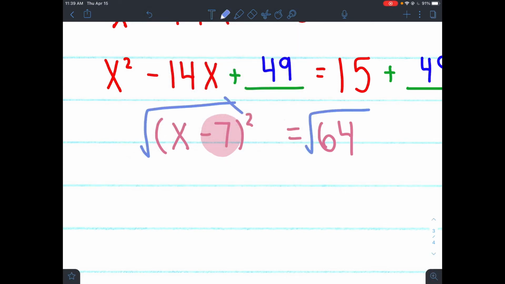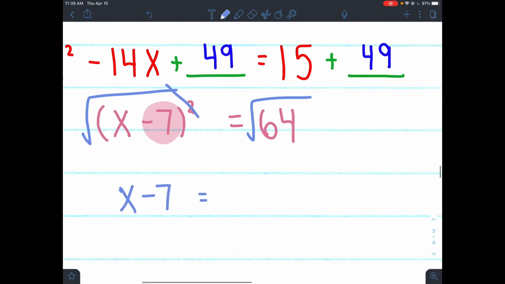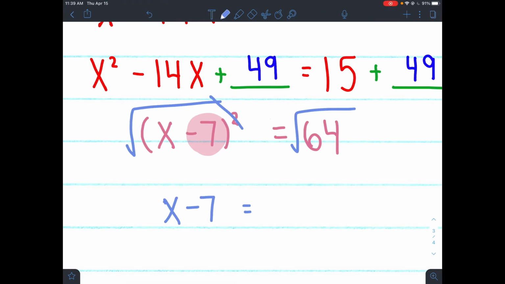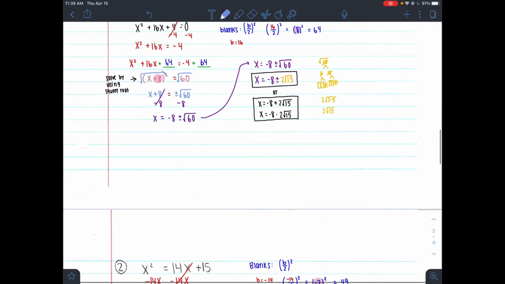Okay, so it's a square root and the square cancel each other out. So I'm left with x minus 7 equals, now square root of 64, that's a perfect square. Always check. If you can square root the number and it comes out to be a whole number in your calculator, then you go ahead and write the whole number down.